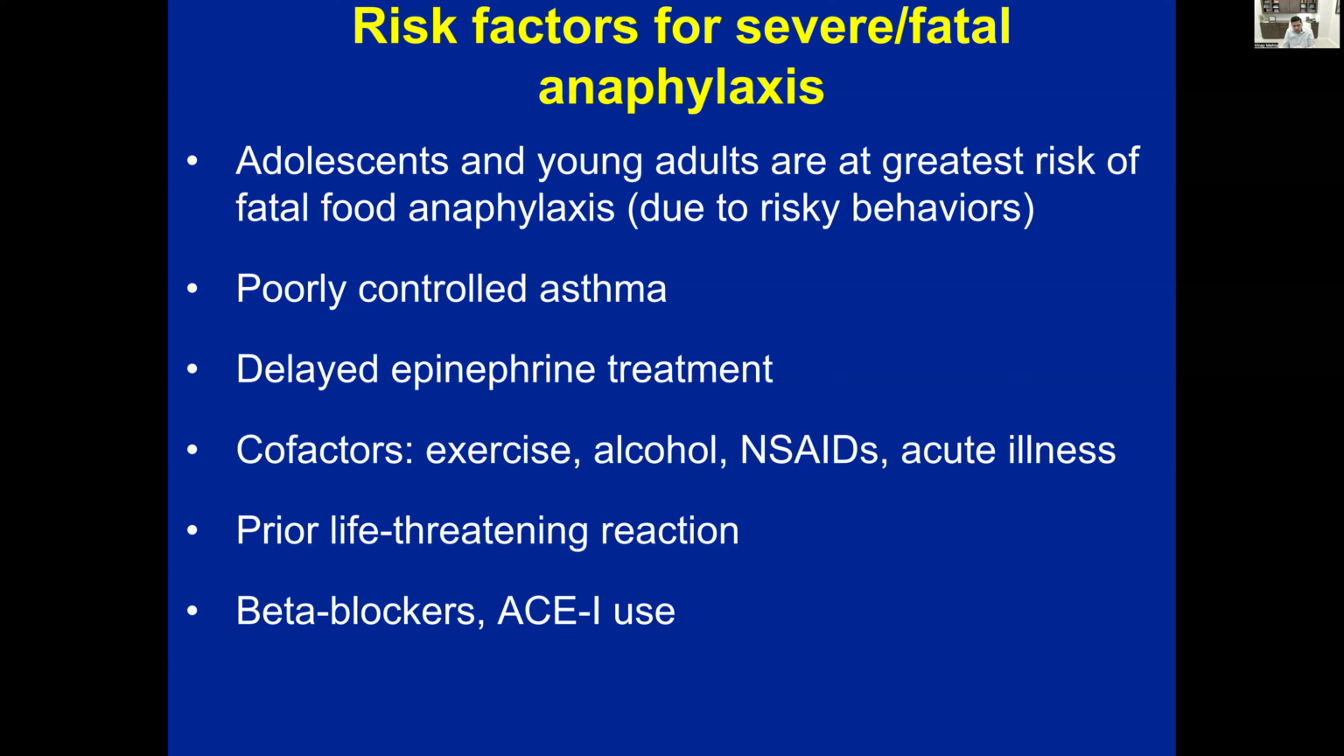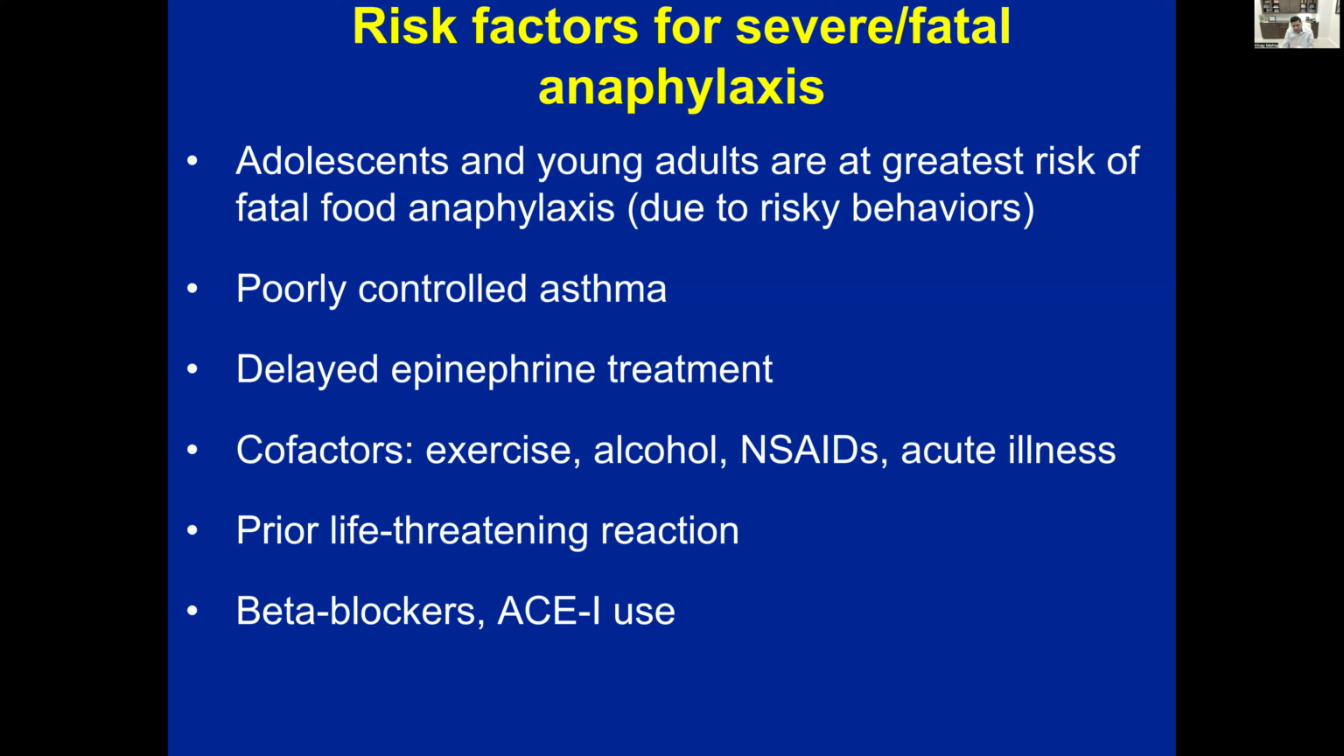And by the way, that's also the reason when we do OIT, which I didn't talk about here, but when you do oral immunotherapy, you tell the patient no vigorous exercise for 2 hours afterwards. Beyond that, I'm not sure we fully understand why exercise is a cofactor. There is one particular food, which is wheat, it's a rare entity, but it's called wheat-dependent exercise-induced anaphylaxis. This is when you have antibodies against omega-5 gliadin, where eating wheat itself doesn't do anything, but if you eat the wheat and you exercise immediately after, you can get anaphylaxis.